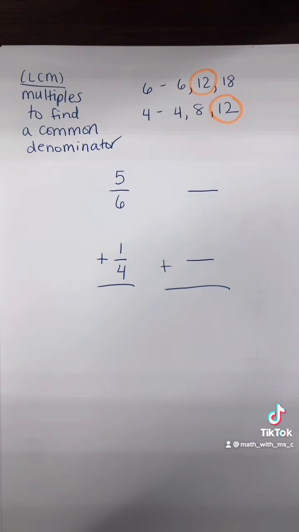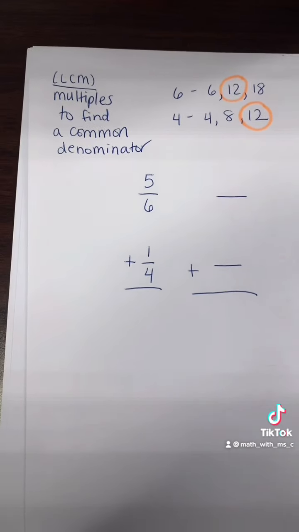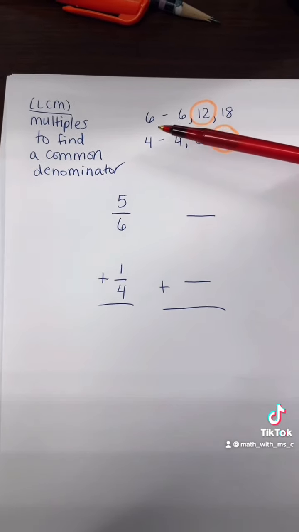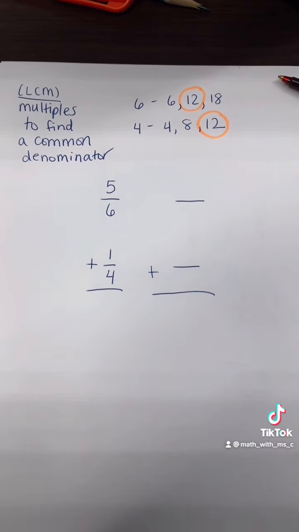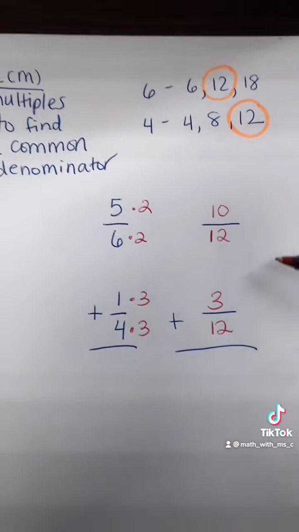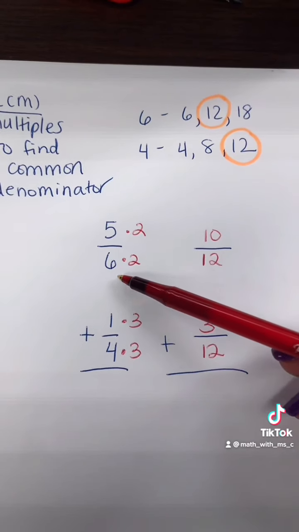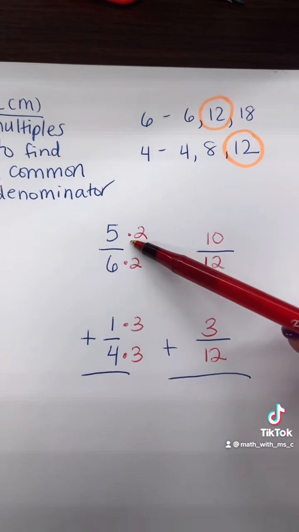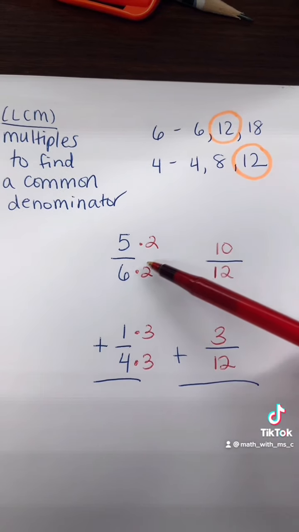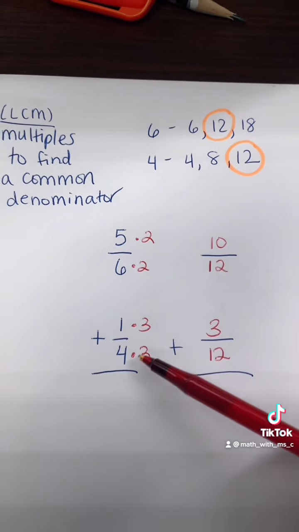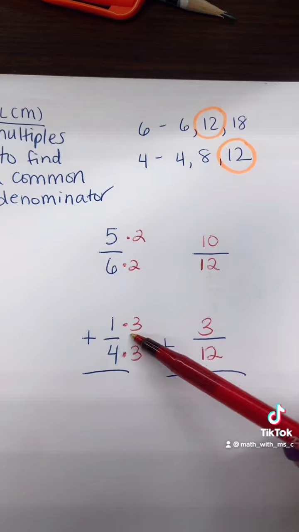To add 5/6 plus 1/4, first you have to find a common denominator of 6 and 4 by listing the multiples, and I found it's 12. With the common denominator of 12, with this top fraction, 6 times 2 is 12, so 5 times 2 is 10. Whatever you're multiplying the denominator by to get that denominator, you do the same with the numerator. This one, 4 times 3 is 12, 1 times 3 is 3.